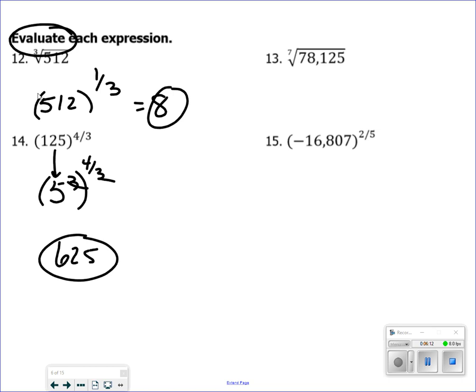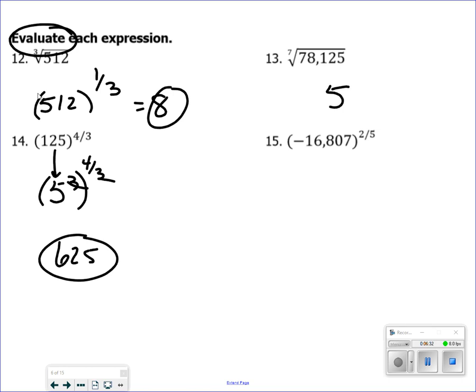So next one, 78,125 raised to the 1/7 power, if you went ahead and put it in. 78,125 raised to the 1/7. Sorry, I typed it in wrong. 5 is the correct answer.